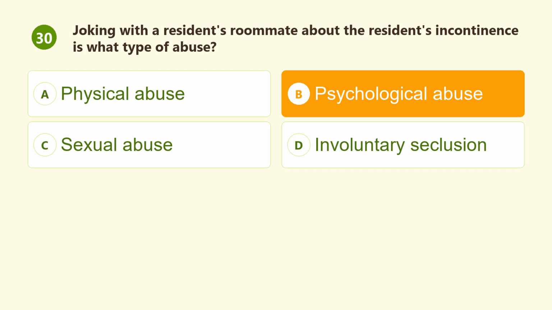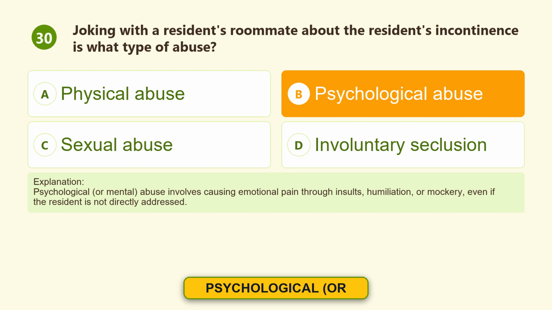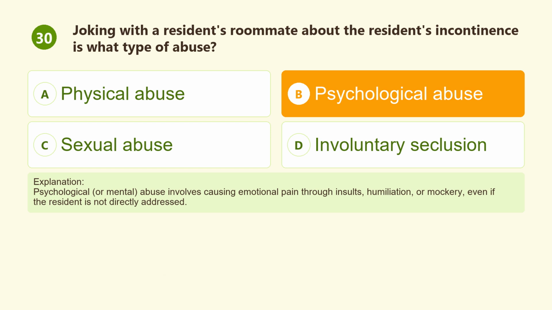The correct answer is option B. Psychological abuse. Psychological, or mental, abuse involves causing emotional pain through insults, humiliation, or mockery, even if the resident is not directly addressed.